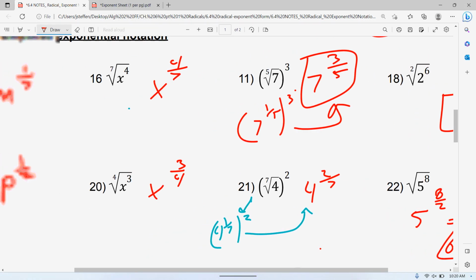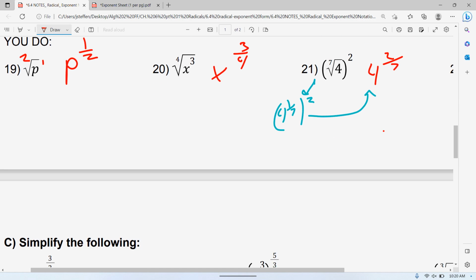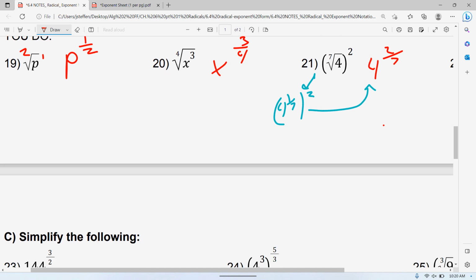All right, I put my answers up here. And there's a couple different ways you can do that one, so I did both ways. You can just go straight to the 2/7, or you can make the 7 through to 4. You can change that to 4 to the 1/7 and multiply by 2. Doesn't make any difference. Get the same answer, all the same.